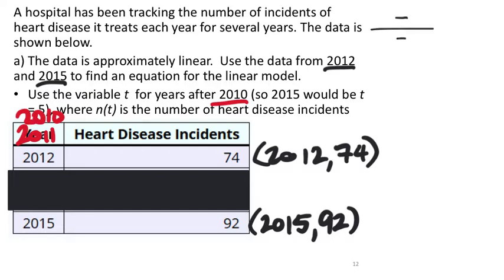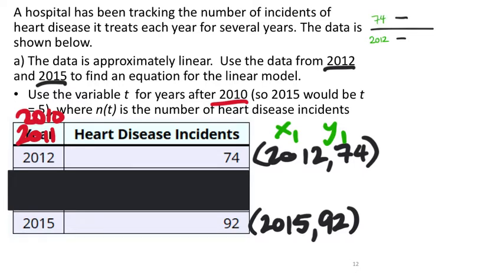So I'm just setting up the slope formula right here. I'll say that this is x1, y1. So putting these in, the x value is 2012, and the y value is 74.